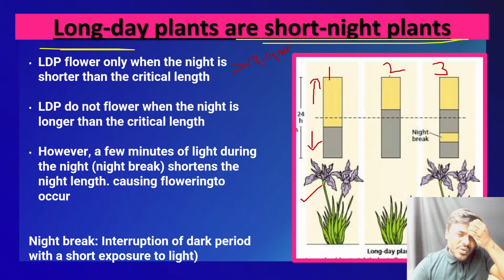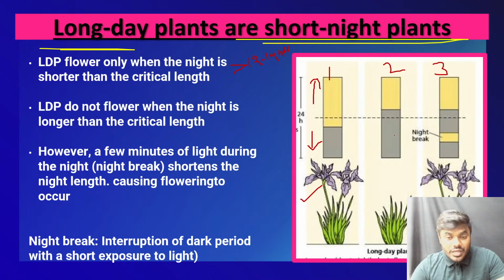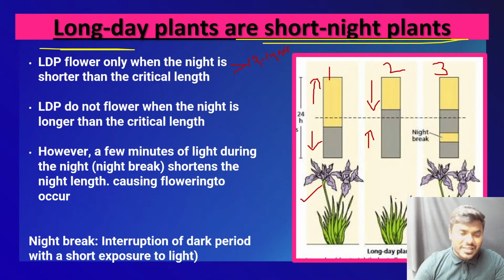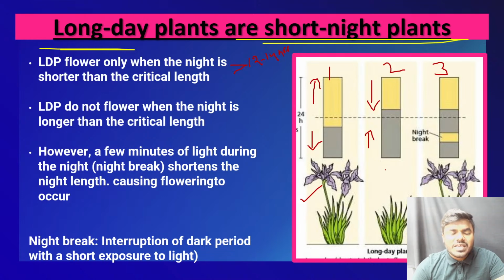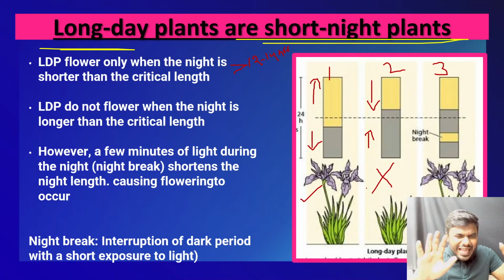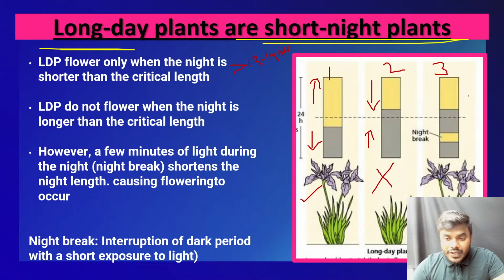Now friends, look into the second situation. Which is more? Night is more. Which is less? Day is less. Do you think a long day plant will flower, friends? No, not at all. Because if the long day plant wants to flower, it always requires more day length. In the second diagram you can see the night length is high compared to the day length. As a result, friends, long day plants are not going to flower.